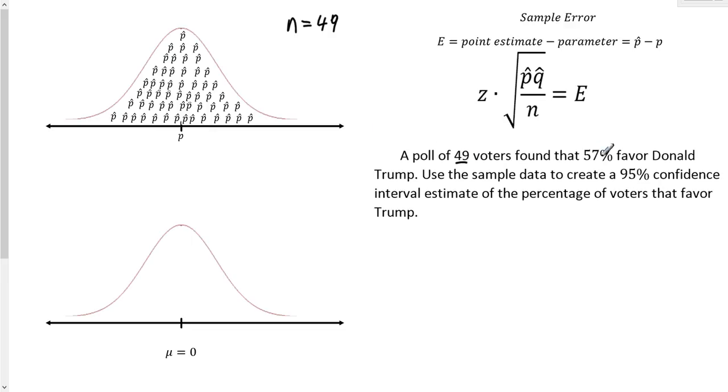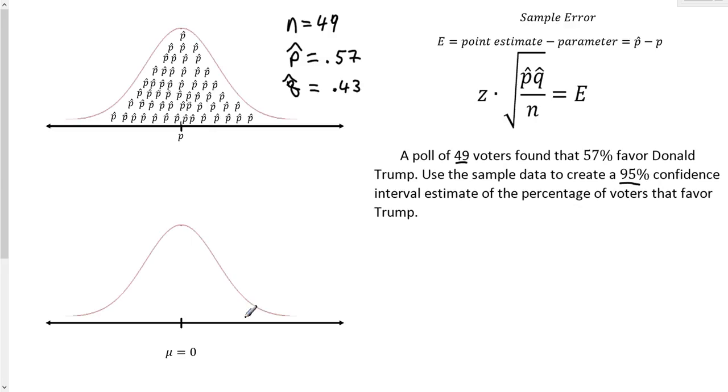And we found p hat to be 57%. So p hat is the sample proportion. This is the proportion of those 49 voters who favor Trump. That's 0.57. And that means that q hat, which is 1 minus p hat, is 0.43. I also see here that I have a 95% confidence level.